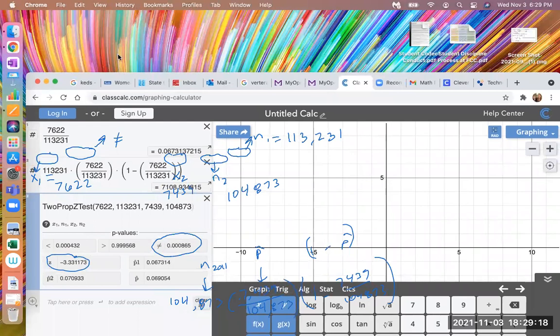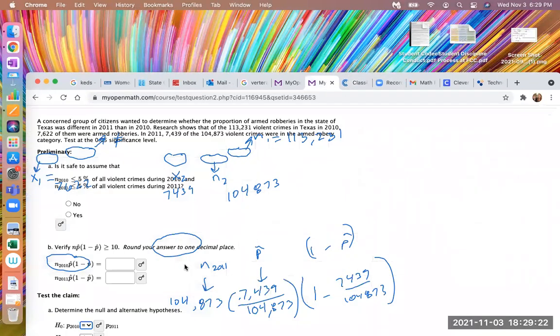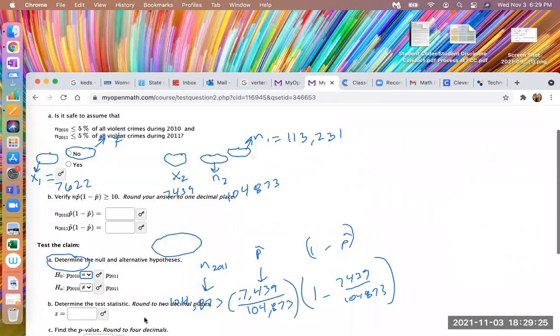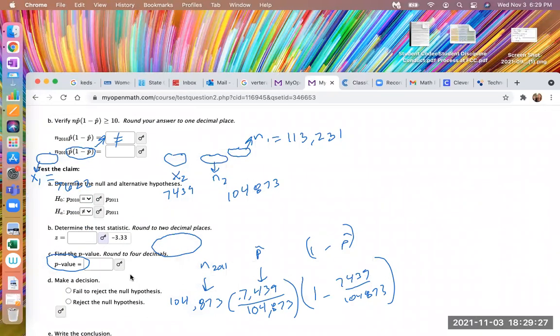Okay, so let's double check our answers here. That is the negative 3.3, and rounded to 4 decimal places, 0.004849. And then you have to ask yourself, do we make a decision? Do we reject the null hypothesis or fail to reject the null hypothesis?